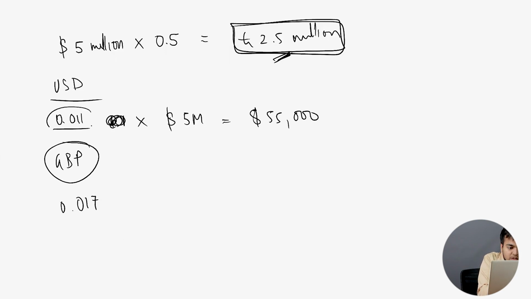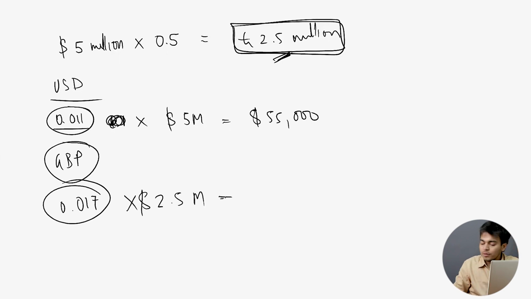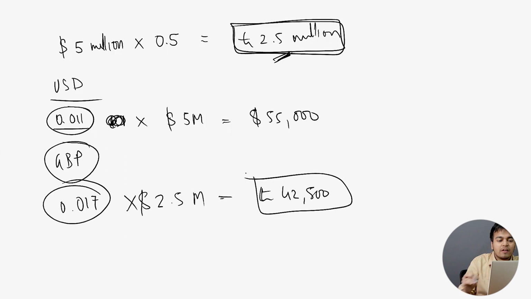And for our GBP part, the number that we had was 1.7%, so that would be 0.017. See, I'm already using the quarterly rates. Alright, so that gets multiplied by 2.5 million. So that would be 0.017 multiplied by 2.5 million. So that would be 42,500 GBP. Alright, 42,500 GBP. So this is exactly how things work.